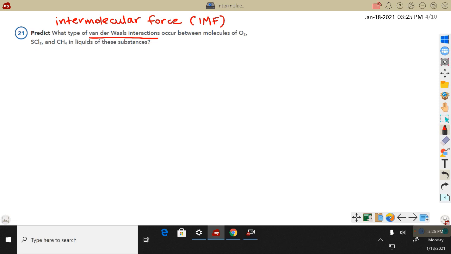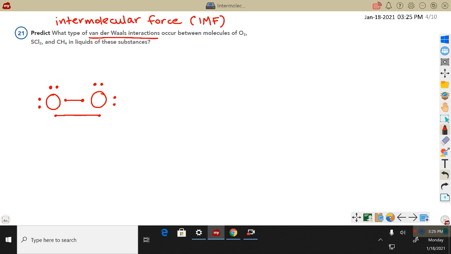So I've got oxygen, sulfur dichloride, and CH4, which would be methane. The first thing you're going to want to do is draw the dot structure, which is why we mastered drawing the dot structures. So I'm going to draw the oxygen. There's 6 valence electrons, and I'm going to line up the singles, and it looks like I can make a double bond. Fantastic. All right, there's my oxygen.